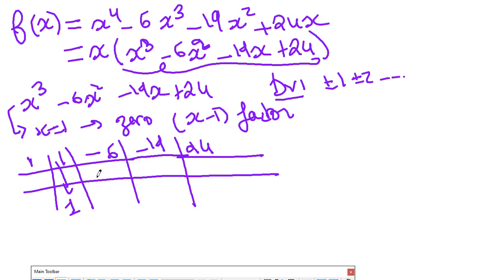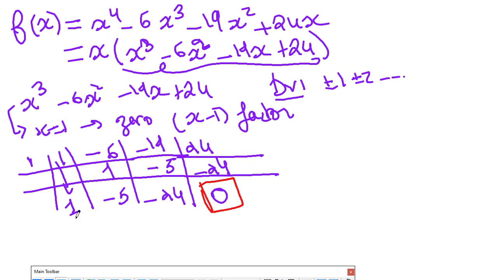I'll take the 1 here. 1 times 1 is 1. Minus 6 plus 1 is minus 5. Minus 5 times 1 is minus 5. Minus 19 minus 5 is minus 24. Minus 24 times 1 is minus 24. 24 minus 24 is 0. So I can double check my work that yes, it's right, 1 is a factor.